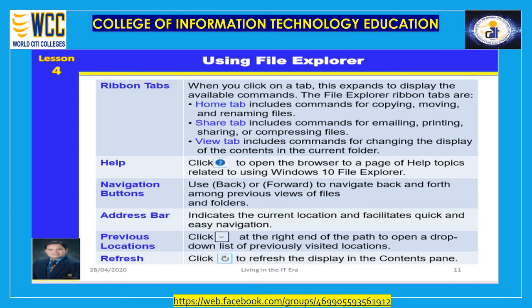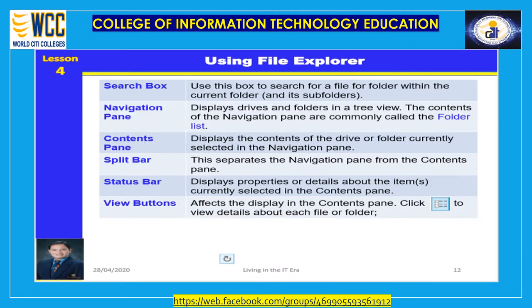Previous locations. Click, of course, the previous locations arrow at the right end of the path to open a drop-down list of previously visited locations. Click a location in the list to jump to it. And of course, we have refresh. Click refresh to refresh the display in the contents pane. Search box. Use this box to search for a file or folder within the current folder, and of course, its subfolders.